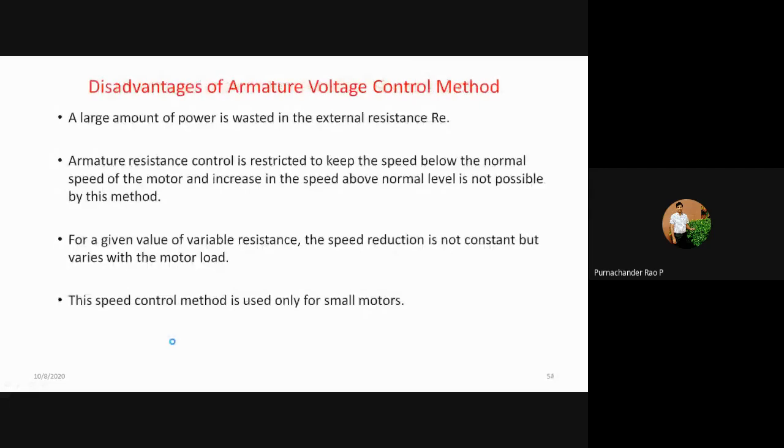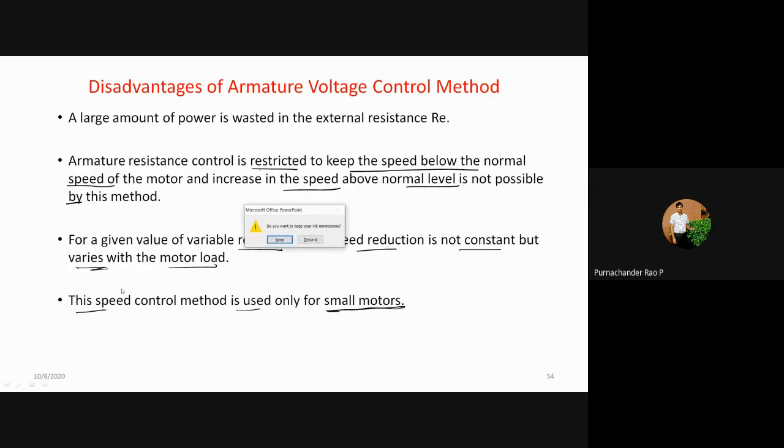Okay, so this is about the speed control method. Out of three speed control methods, we have gone through only one, the armature voltage control method. Tomorrow we will discuss the flux control method and the applied voltage control method. Okay, I'll stop here. If you have any doubts, you can ask me now.